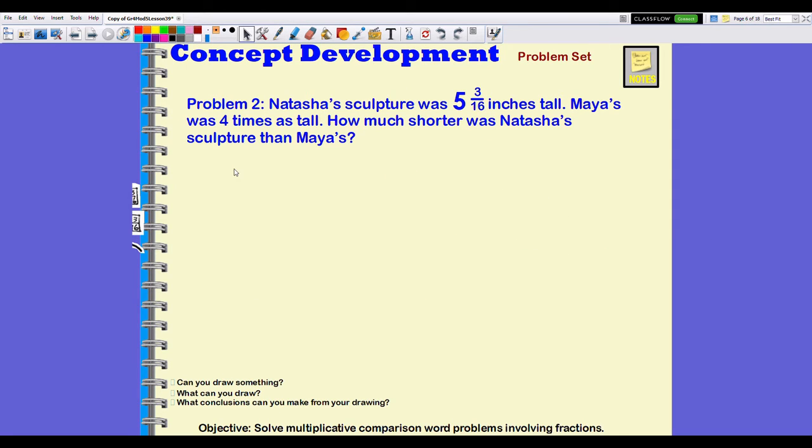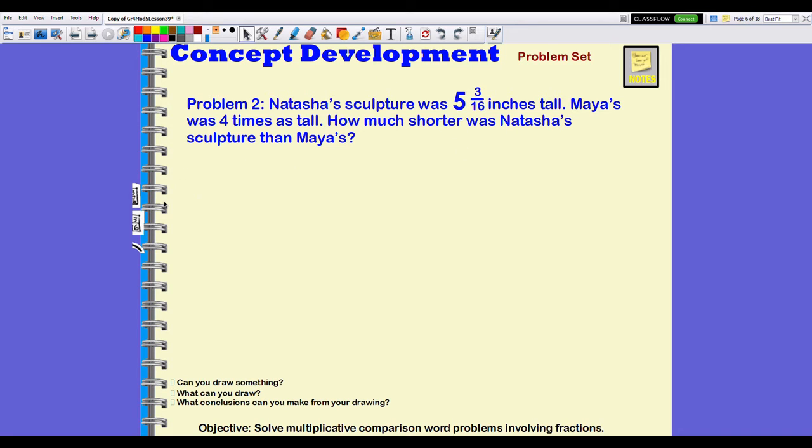So here you go, concept development for problem set. Problem 2. Natasha's sculpture was 5 and 3/16 inches tall. Maya's was 4 times as tall. How much shorter was Natasha's sculpture than Maya's?